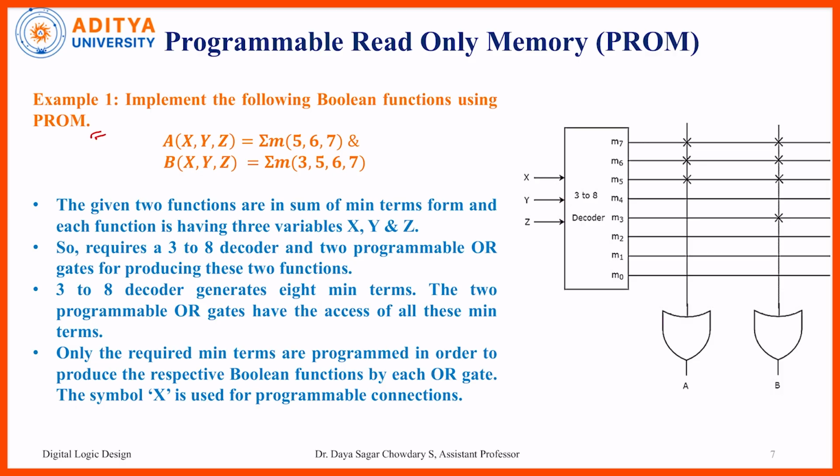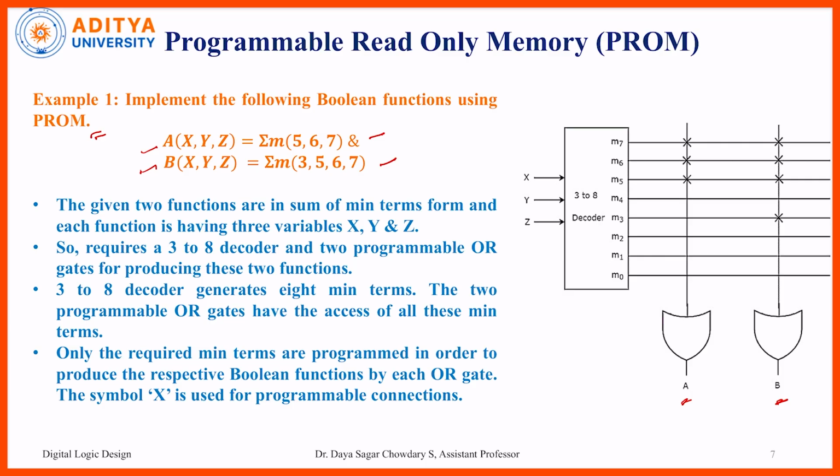Now coming to this slide, we can take one example problem. Implement the following Boolean functions. Two equations, A and B, are given, containing the variables x, y, z. A is sigma m of 5, 6, 7, which are the min terms, and B is sigma m of 3, 5, 6, 7. Here A and B are the outputs, so we place these two outputs at the output of the OR gates.